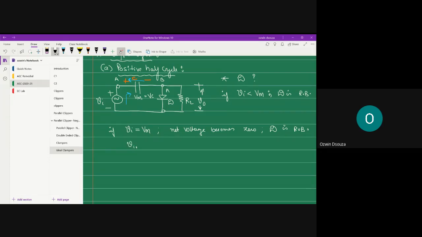Can you have a condition wherein input can be greater than Vm? Yes or no? Type in your chat box. Can my input attain a value which is greater than Vm? Is it possible? No. Why? That's because Vm is the maximum value of the input. So at the maximum, your Vi can be equal to the capacitor voltage. So you can get only two conditions: either input is less than Vm, or the equilibrium condition wherein input voltage and capacitor voltage become equal. When the two voltages are equal, the net voltage becomes zero and the diode is reverse biased.